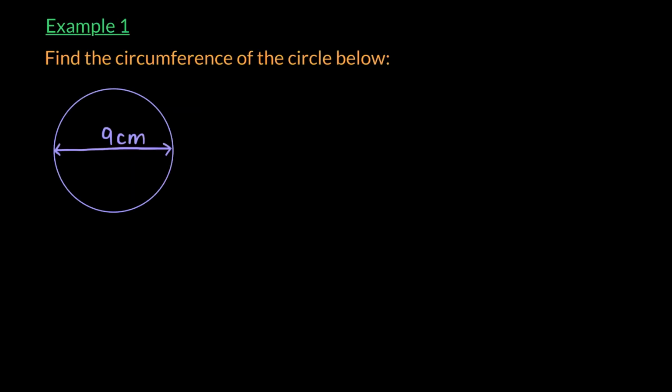So for the first example, we're asked to find the circumference of the circle below, and we can see from the diagram that the diameter of the circle is 9 centimetres. Our first step is to copy down the formula, which again you don't have to remember, but you will become more familiar with it the more questions you practice, and then substitute our values in. So circumference equals pi multiplied by the diameter. We know that pi is 3.14 and the diameter is 9.